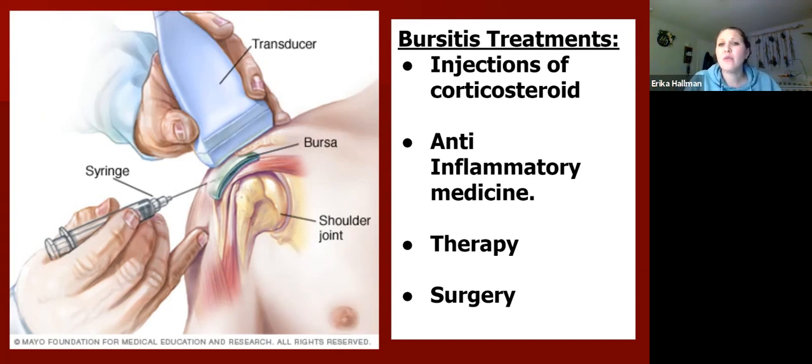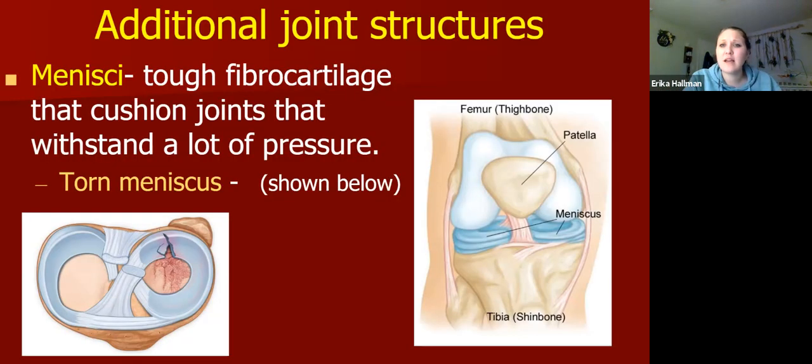We can treat that through injections of a corticosteroid, or treating with anti-inflammatories, a lot of times therapy. So if you strengthen the ligaments on either side, strengthen and bolster up the muscles that are underneath the bursa, that helps. In very extreme cases, they'll have to go through and surgically fix that structure.